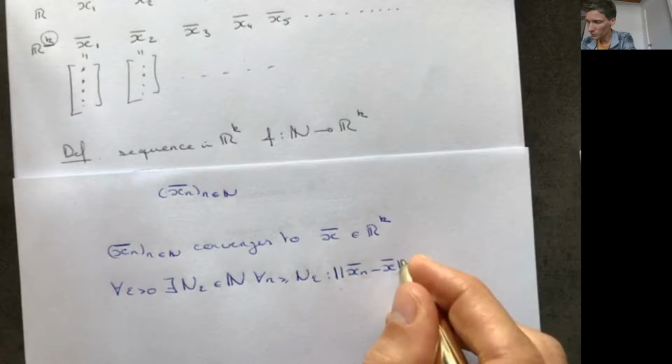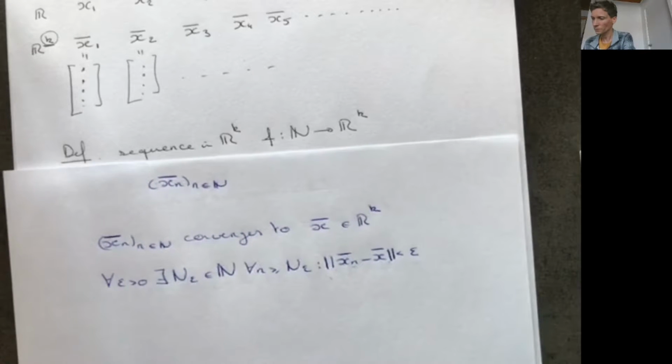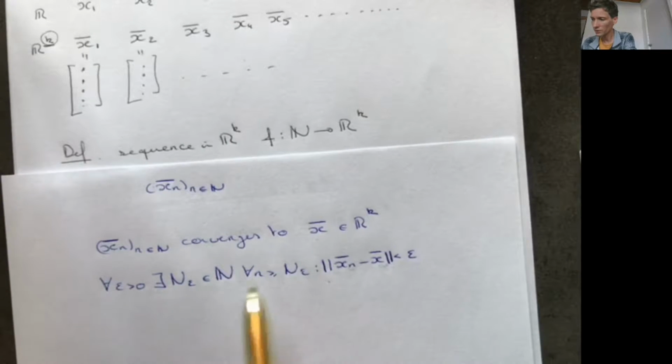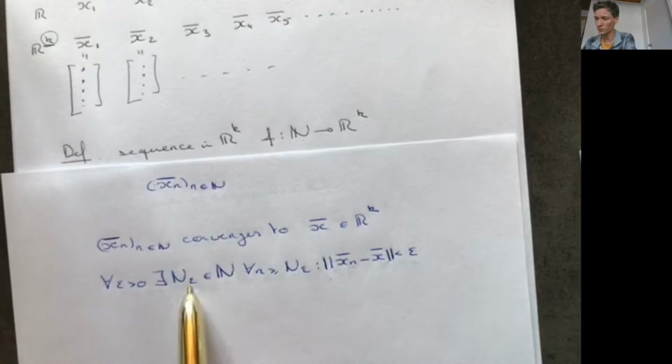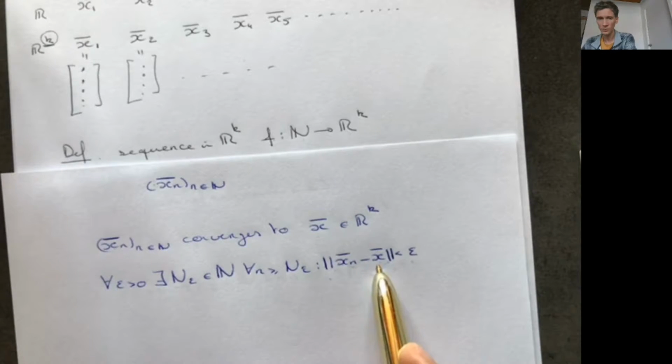Basically, the distance between these two vectors is simply the norm of xn minus x. This is the definition you use for convergence of a sequence of vectors to a vector x. It says that for all epsilon there exists a big N such that for all small n bigger than big N, if you go far enough into the sequence, anything beyond will be epsilon close to this limit, because this is the distance between these two vectors.